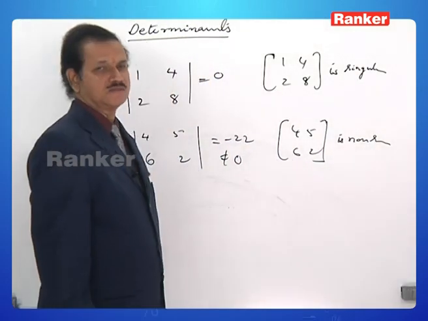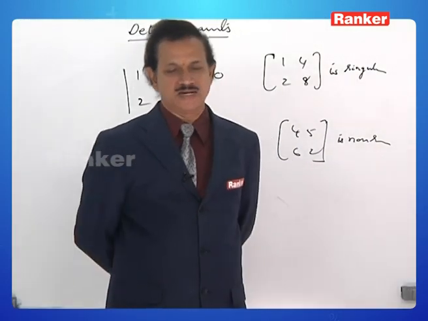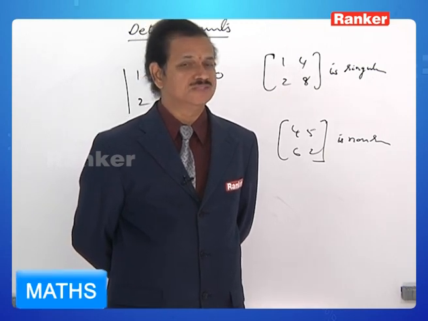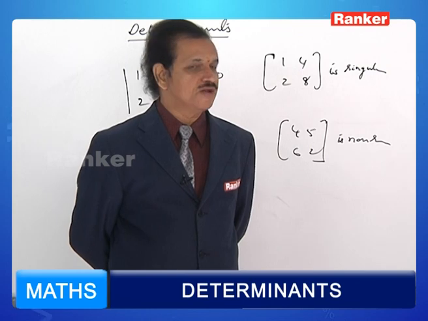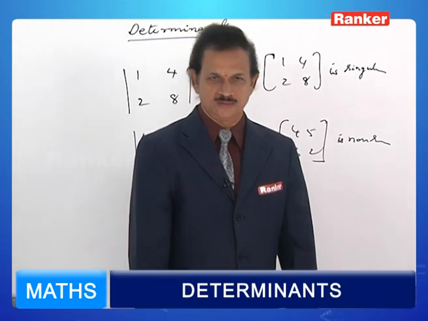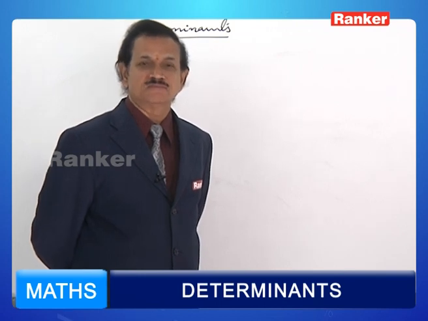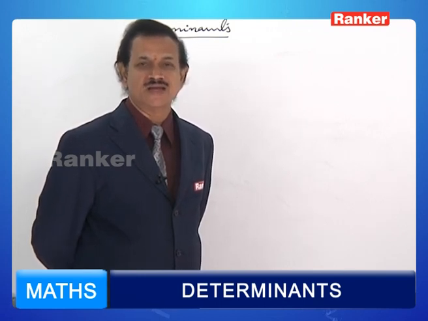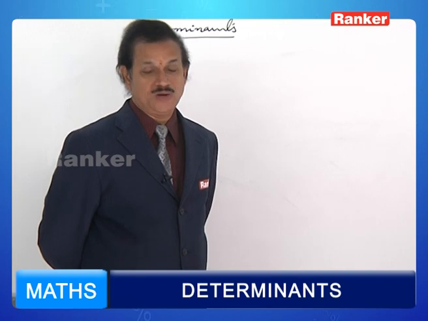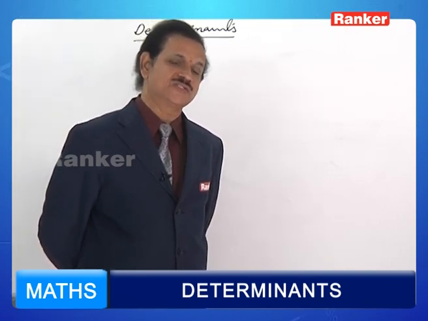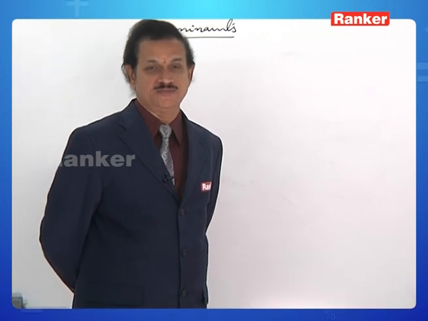What do we mean by a singular matrix and a non-singular matrix? Suppose A is a square matrix. If det A is equal to 0, then it is singular. If det A is non-zero, then it is non-singular. Now, so far we have seen the determinants of 1 by 1 matrices and 2 by 2 matrices. What about 3 by 3, 4 by 4, 5 by 5, like that?